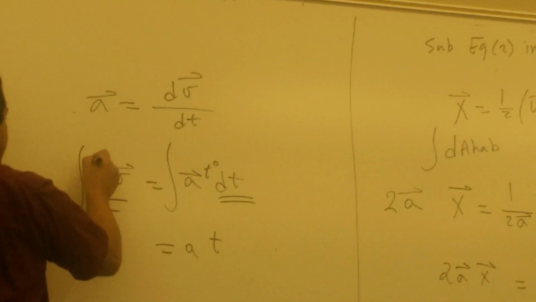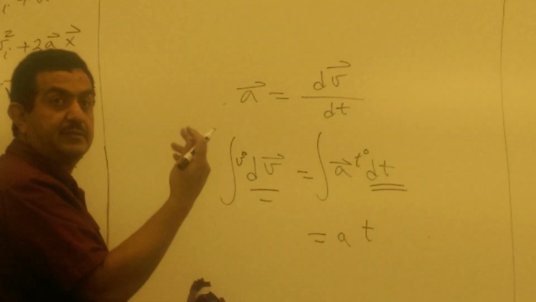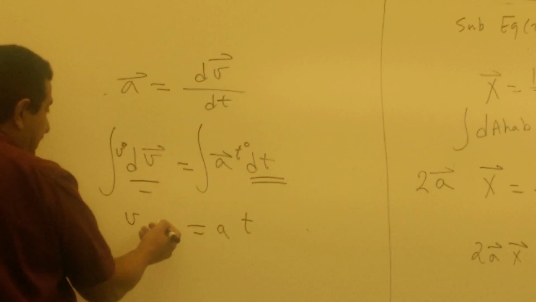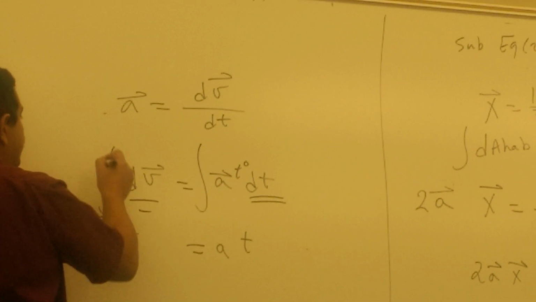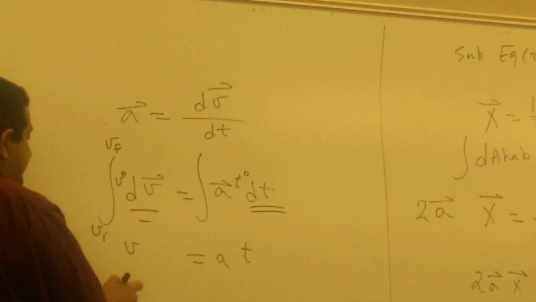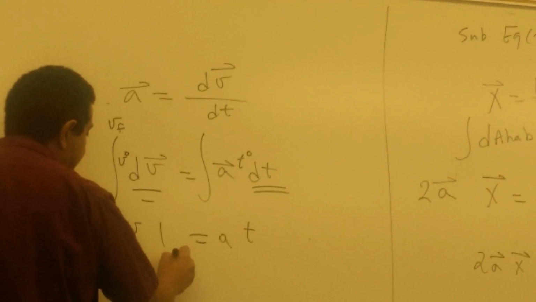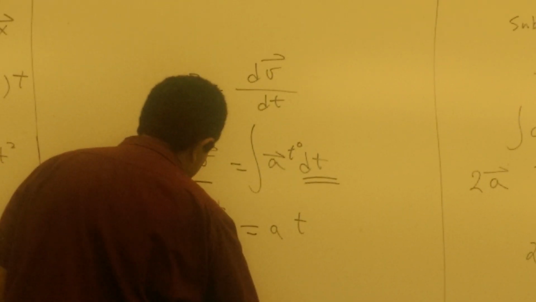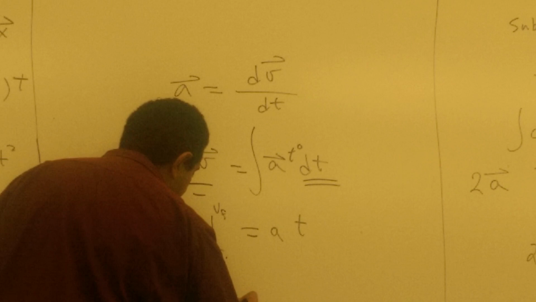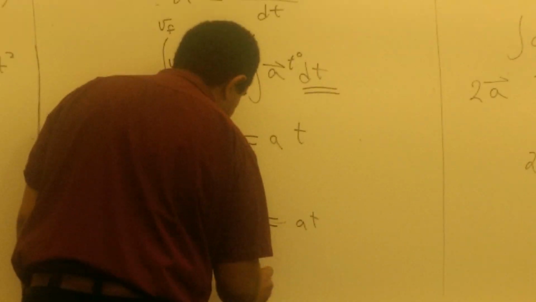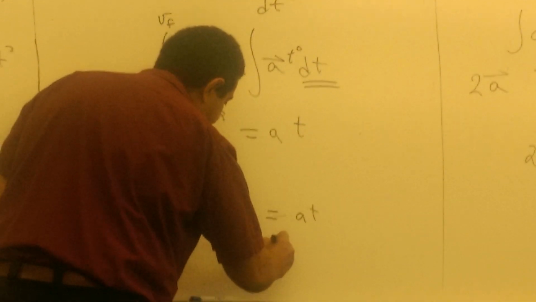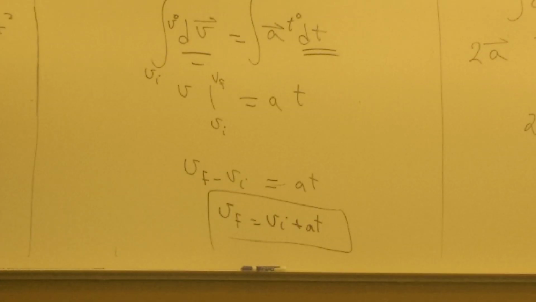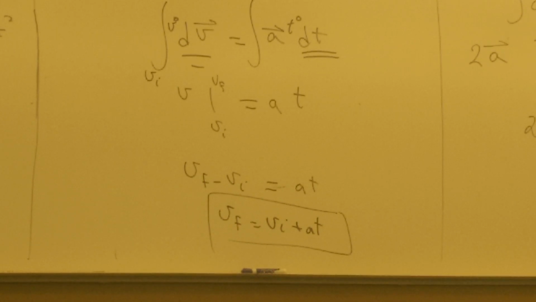Integration of dv, again, this is v to the power 0. It's going to be 0 plus 1, which is v, right, divided by 1. And we are going to integrate this from the initial velocity to the final velocity, which means I'm going to substitute the upper limit first minus the lower limit, which gives me v final minus v initial equals at. And then v final equals v initial plus at. Is that familiar?